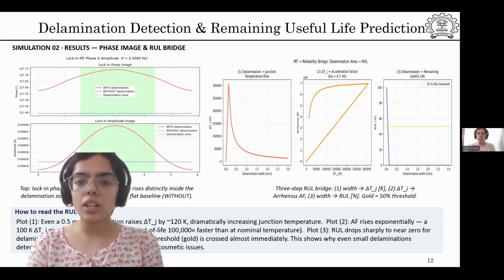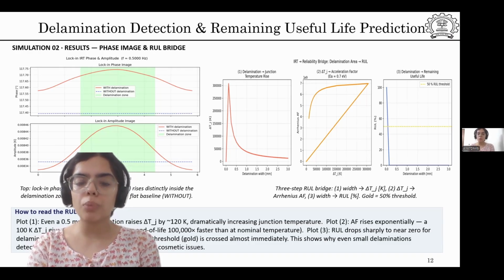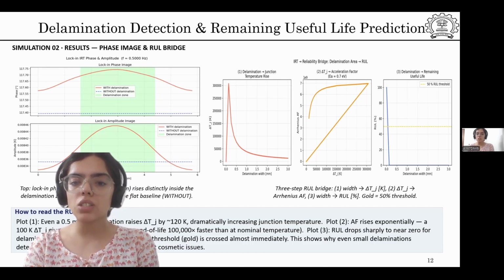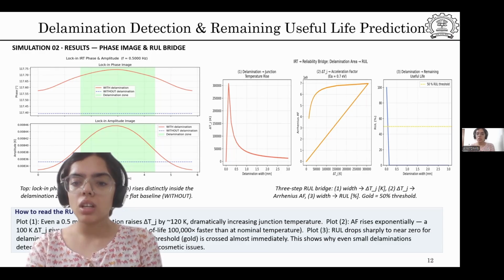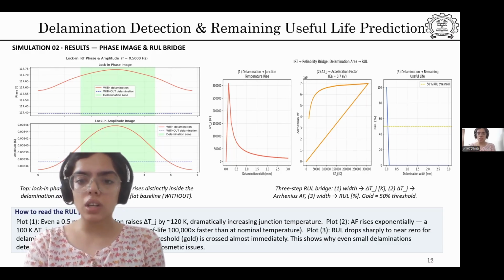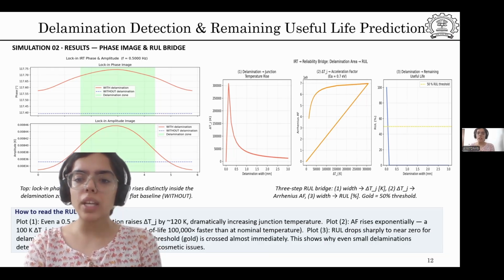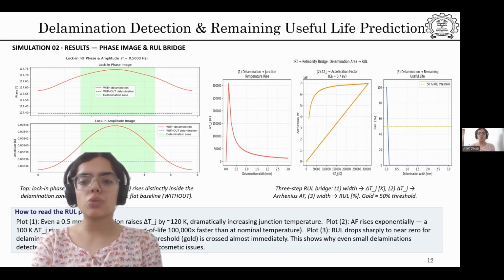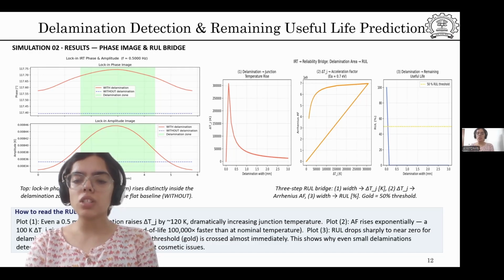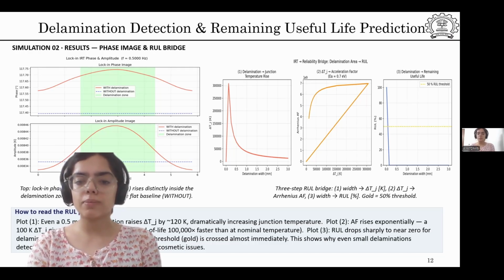Plot 3 is the remaining useful life, which drops to near zero for delamination widths above about 0.2 millimeters. The 50% threshold, that is the gold line, is crossed almost immediately. The bottom note on the slide says this clearly. This shows why even small delaminations detected by IRT are critical reliability events and not just cosmetic issues. IRT detects, our simulation converts that detection into a quantitative, actionable RUL estimate.